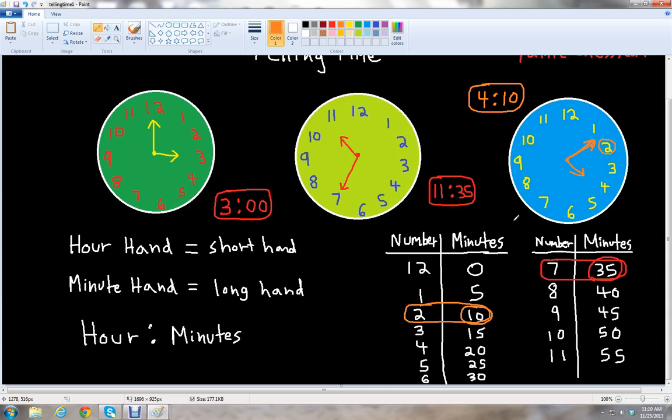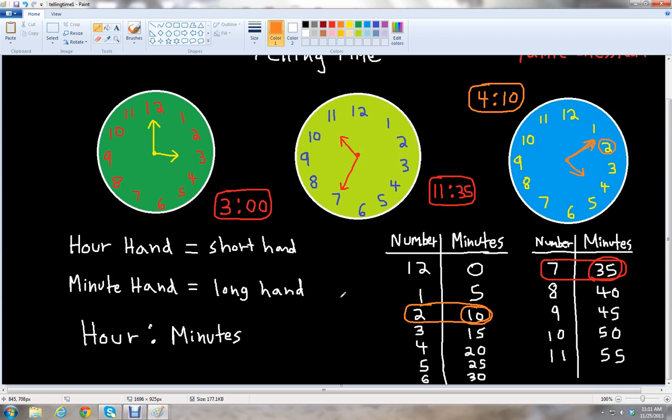So remember that when you're telling the time or reading the clock, you always look at the shorthand first. That tells you the hour that it's pointing at. And then the longhand tells you how many minutes are in the hour or past the hour. And that's how you tell time.